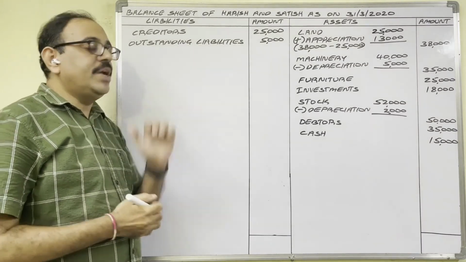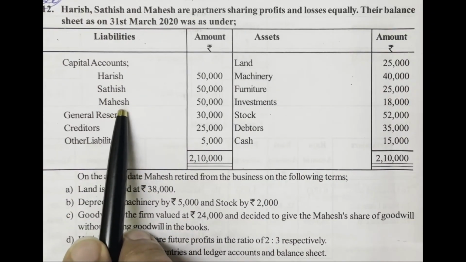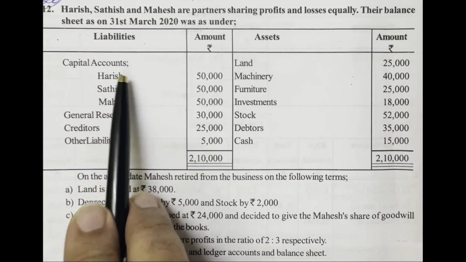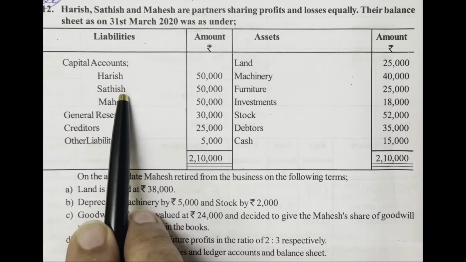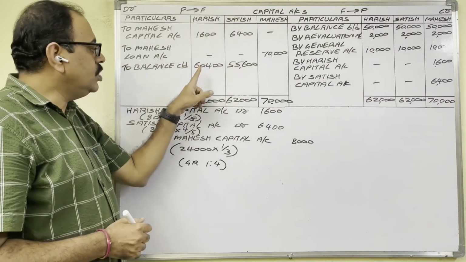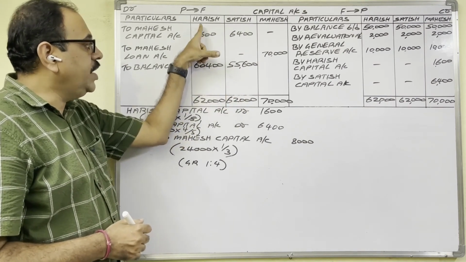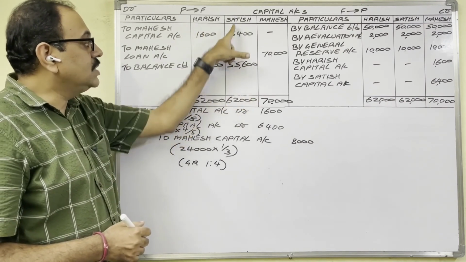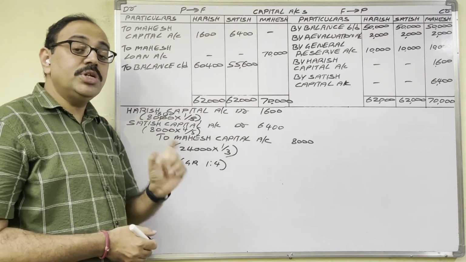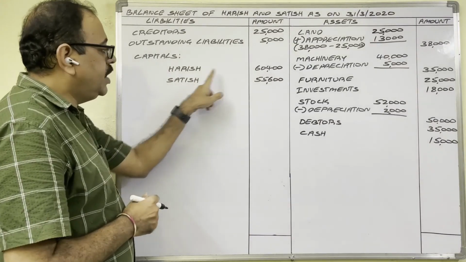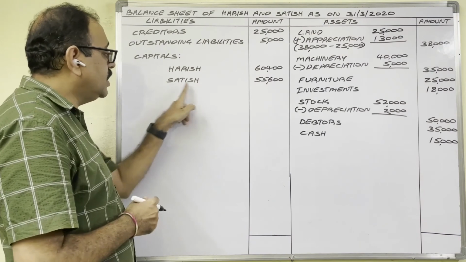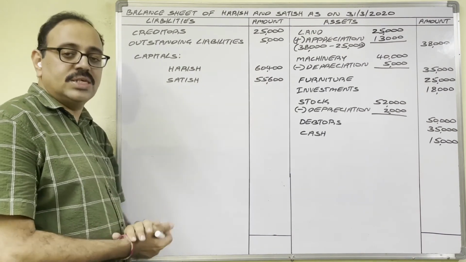Finally, come to capitals. Mahesh is retired now. So show the capital accounts of Harish and Satish. Which amounts do you have to show here? In capital accounts, we got balance carried on figures now. 60,400 for Harish, 55,600 for Satish. These two amounts we have to show here. Harish capital 60,400, Satish capital 55,600.